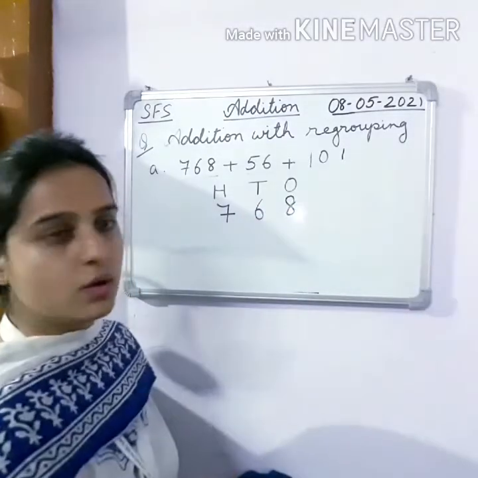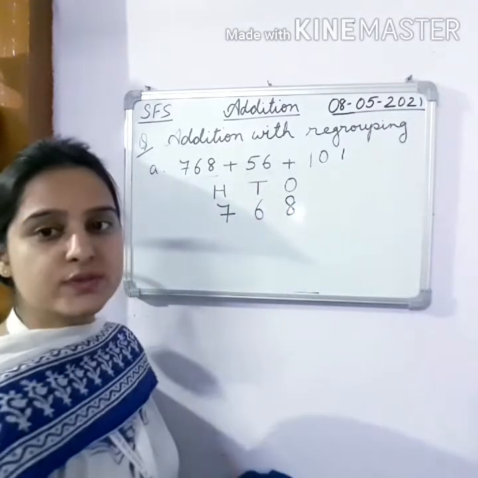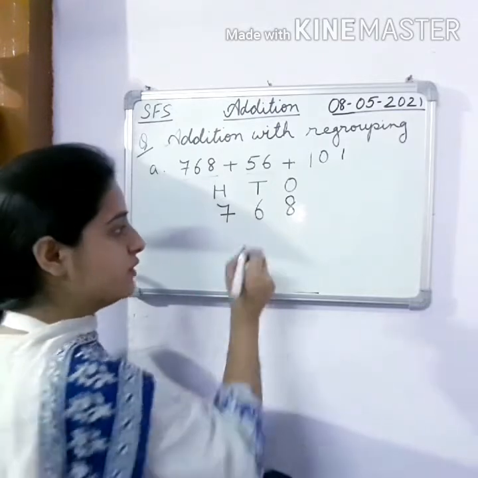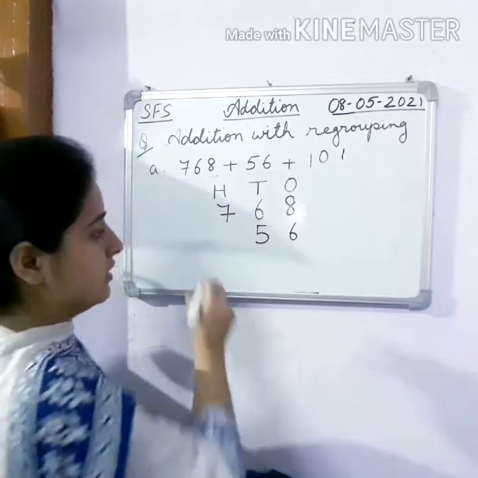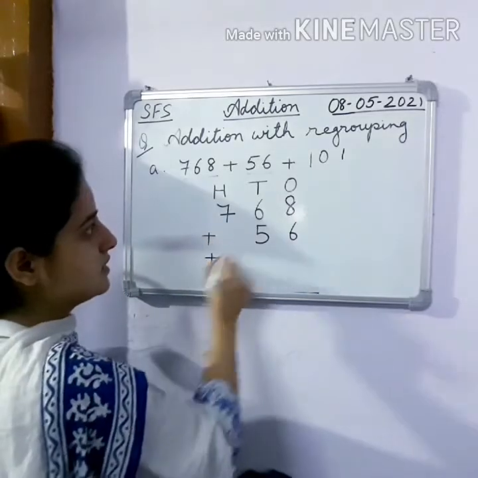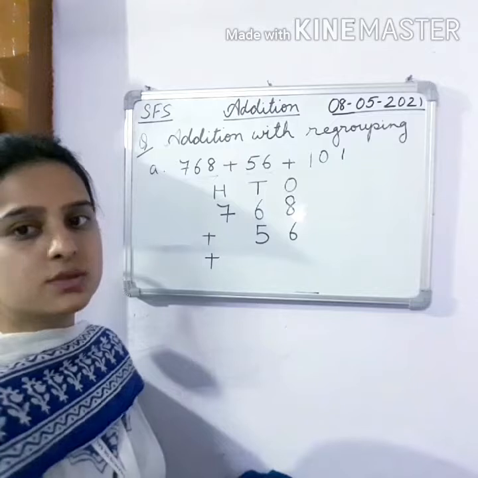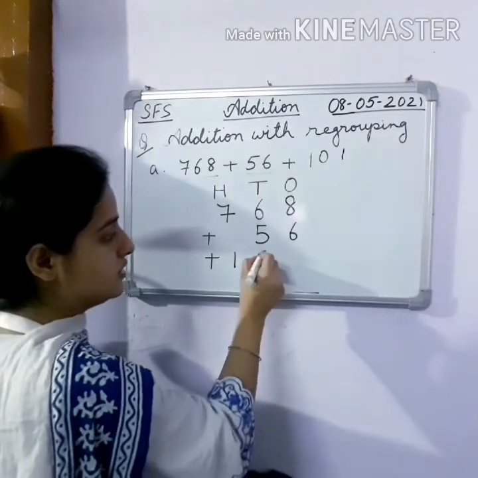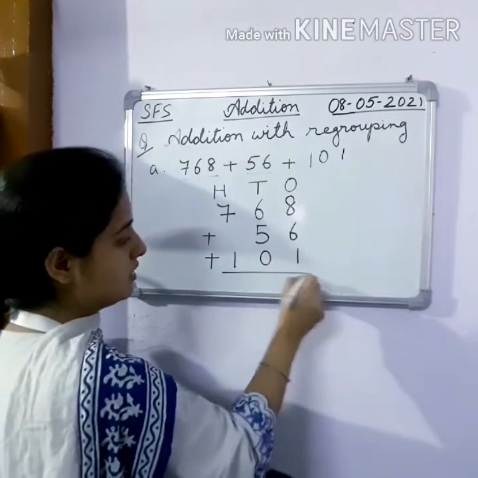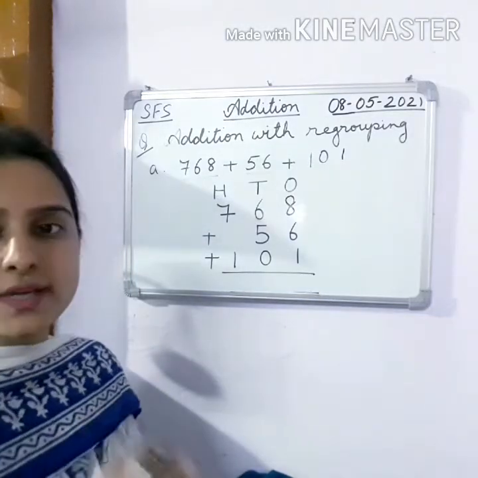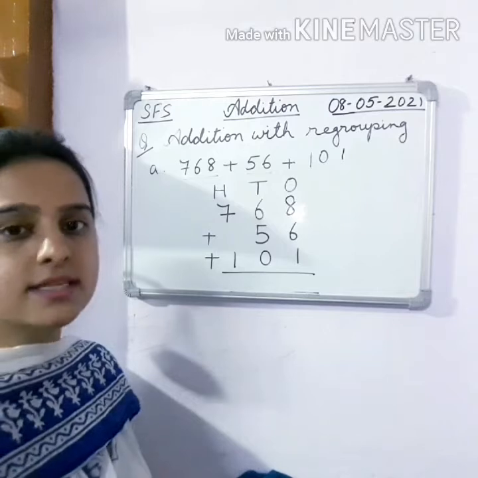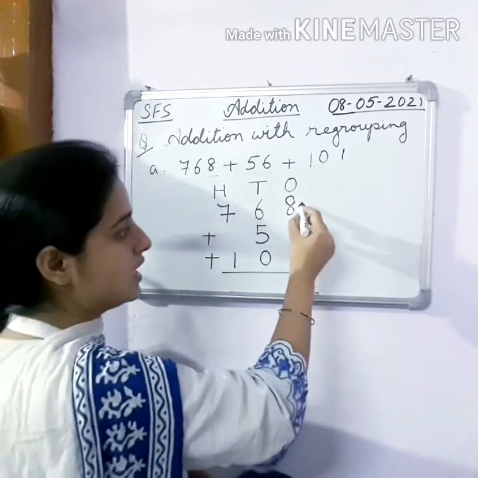768. Okay. Next is 56. 56. Next, plus 101. 101. Now children, we are going to find the sum. So we always start our addition from which place? Ones place. So let's start.